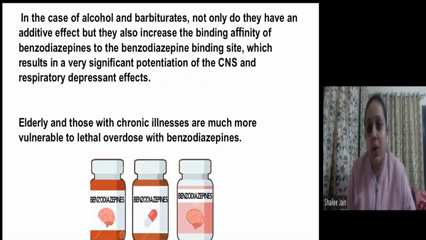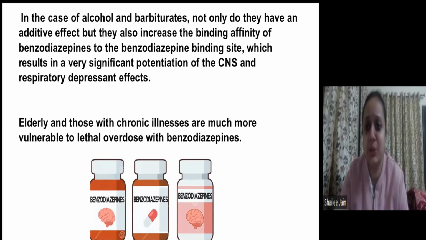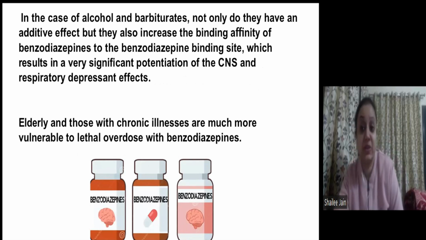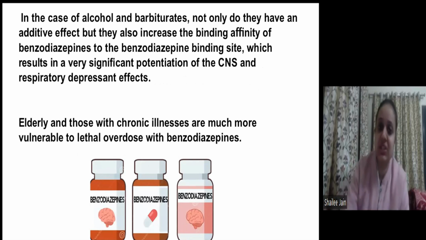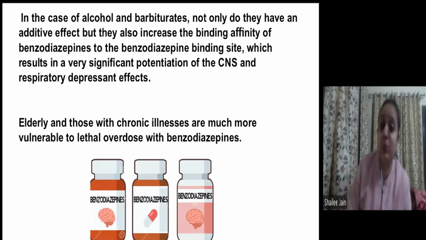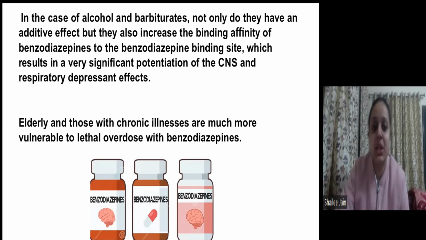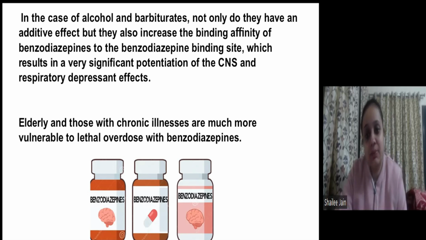In case of alcohol and barbiturates, not only do these have an additive effect, but they also increase the binding affinity of benzodiazepines to the benzodiazepine binding site, which results in very significant potentiation of the CNS and respiratory depressant effects. What does this mean? It means these additive agents potentiate the binding of benzodiazepine to the binding sites. These increase the affinity of the benzodiazepine to their sites, potentiating the effect of benzodiazepines, causing more CNS and respiratory effects. Elderly and those with chronic illness are much more vulnerable to lethal overdose with benzodiazepines.